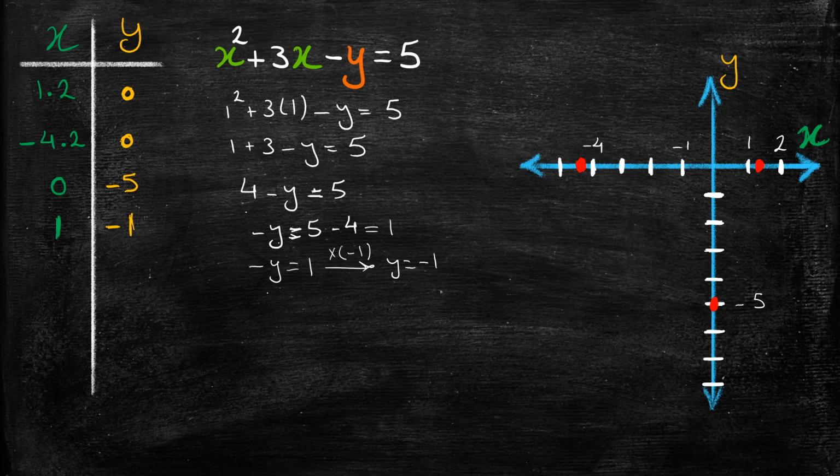Let's show that on the graph as well. When x is 1, y is negative 1 over here. So that will be here. Excellent.